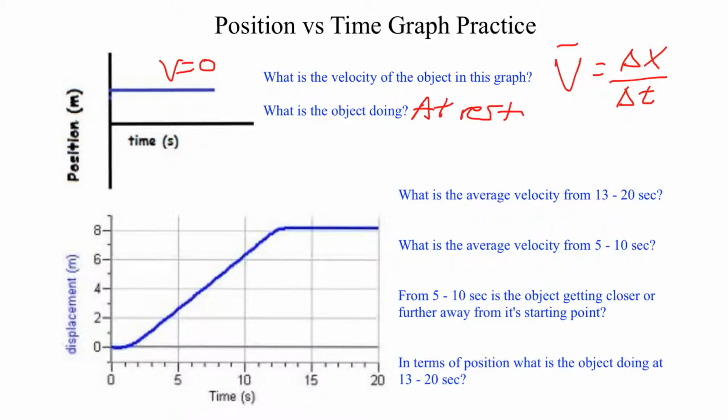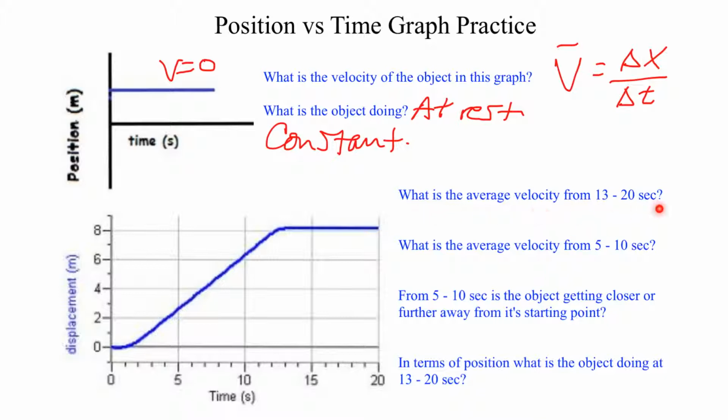Here's another question. Since the slope of the line is linear, what can you tell me about the velocity of the object? Very good. It is constant. Okay, let's look at the next graph. Again, this is a displacement versus time graph. We're in meters here, and our origin is right there.